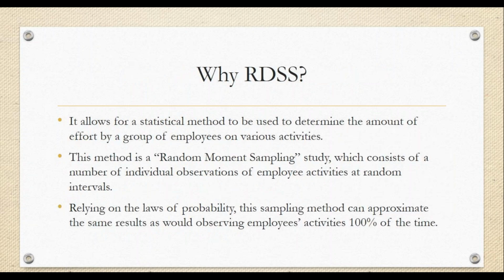So now we have another system, RDSS. RDSS is our random moment sampling system. It allows us to have a statistical method that helps group types of activities for each day an employee is working. It's considered reliable because it relies on the laws of probability. The sampling method can approximate the same results as would observing employee activities 100% of the time.